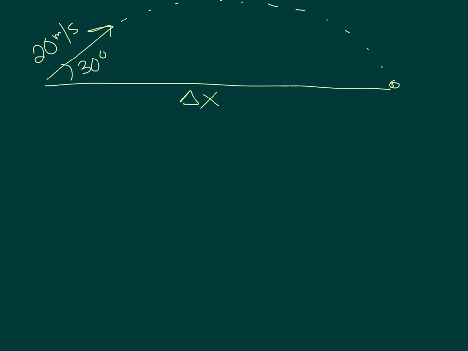Let's pretend that in your experiment you found that the initial velocity of any marble out of your marble launcher is 20 meters per second, and that Miss Clark gives you an angle of 30 degrees as your launch angle. Let's list our knowns and unknowns.